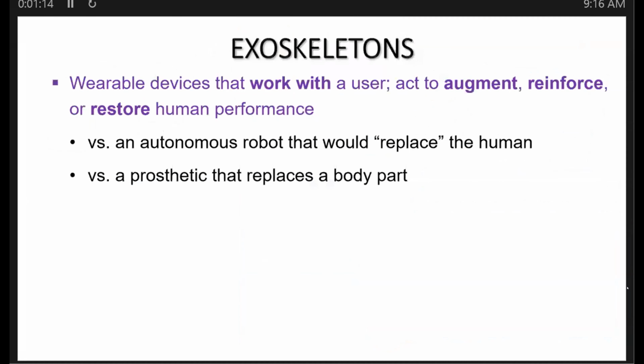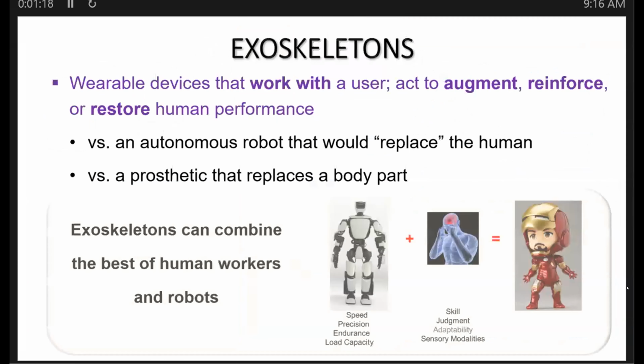So what are exoskeletons? Bernard gave a very brief introduction and then Leah continued on that. So I don't want to really go into this too much. I just wanted to draw your attention to 2 things here in this slide. We're not talking about autonomous robots that would replace a human. We're also not talking about prosthetics that would replace a specific body part. We're talking about wearable systems that would work with a user to augment or reinforce or even restore their performance.